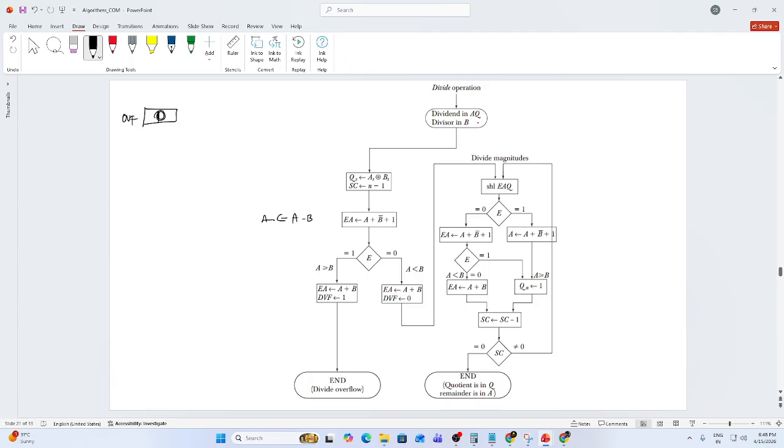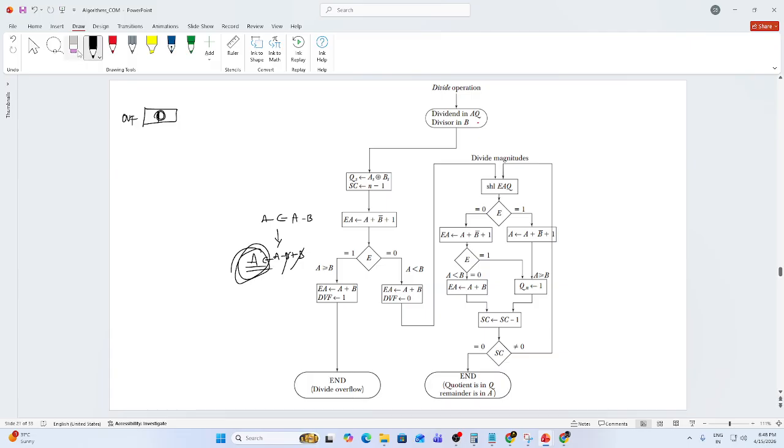Now whatever the original value of A was, I need to keep it. For that I do A minus B plus B and keep it in A, so that the input remains as it is in A. That is the meaning here. I need to restore the input back and make this OVF as 1, indicating there is an error, and end the algorithm, so that the programmer will display the message divide overflow. That is it.